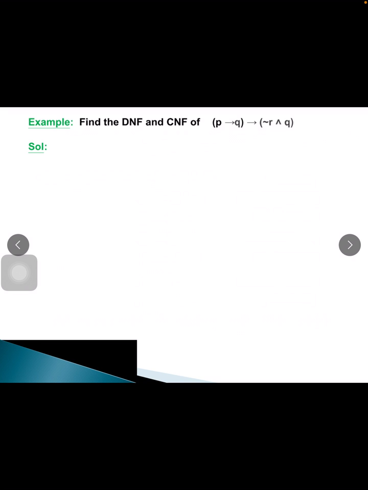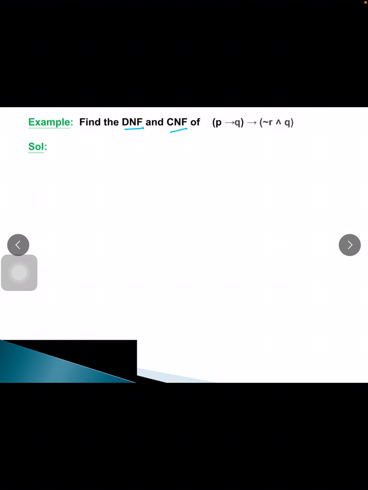Here we have this proposition, the expression P implies Q implies negation R and Q. Here we have to find both the DNF and the CNF. DNF means the disjunctive normal form and CNF is the conjunctive normal form. So now let's do it. How can we find this?